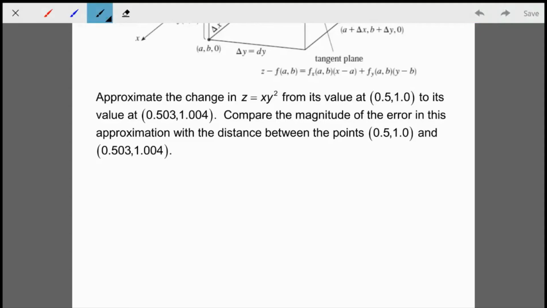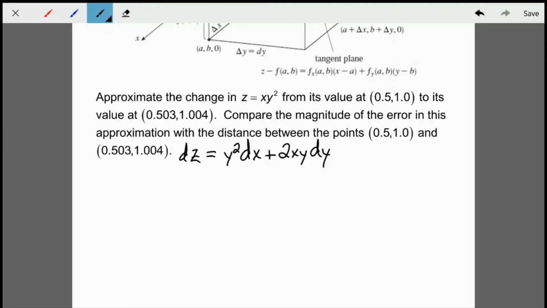So first thing we need is our setup here. So dz is going to be given by, remember, the x partial derivative, which would be y squared here, times our change in x, plus the y partial derivative, which would be 2xy, times our change in y. Okay, so I'm sort of skipping through the steps there, but I think you get the idea. It's just the change in z is equal to the x partial times the change in x plus the y partial times the change in y. So now let's actually evaluate here.